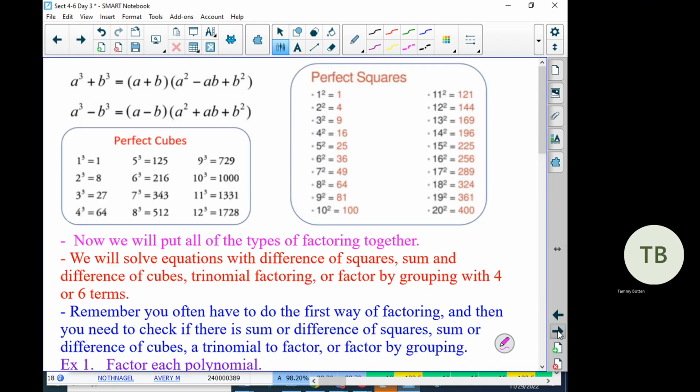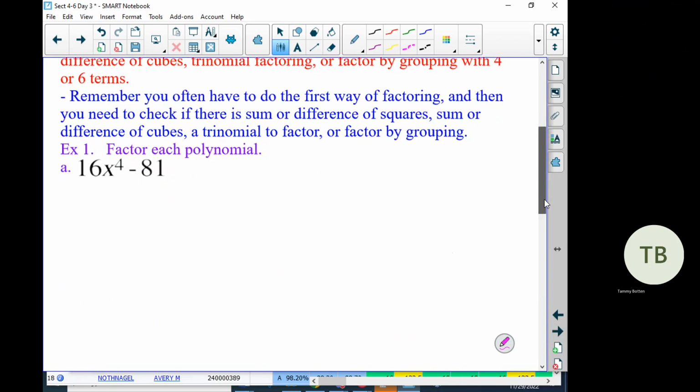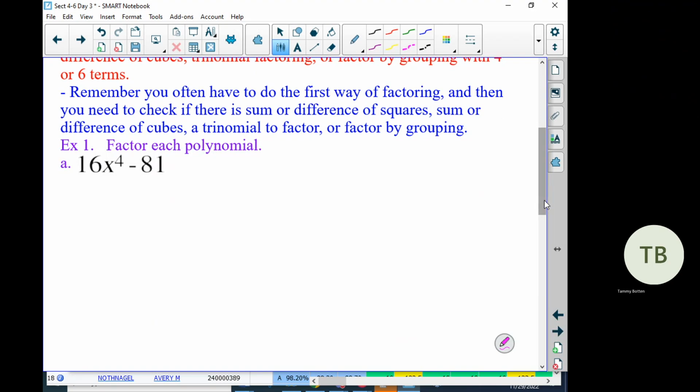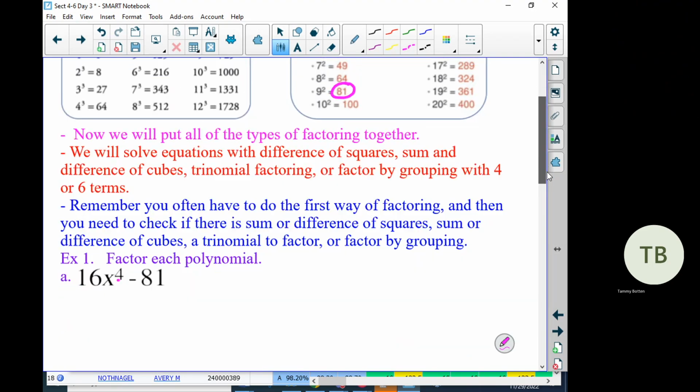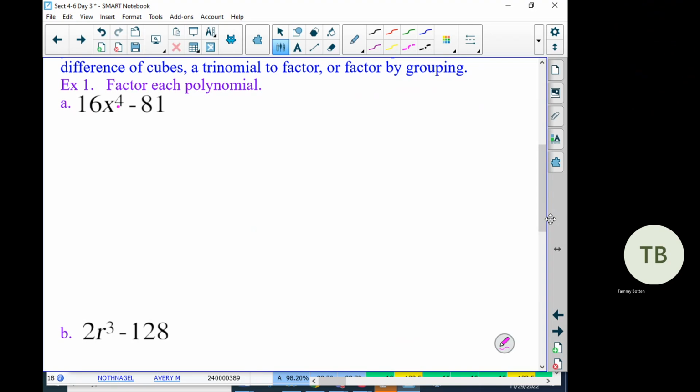So let's check that. In this one, there's nothing that goes into both 16 and 81. So then I think about, is this difference of squares? With difference of squares, you have to have a subtraction sign, and we have that. Your power has to be an even number, so 2, 4, 6, 8 would be the highest you'd go. And then this number as well as this number have to be perfect squares. And if you notice, 16 is one as well as 81 is. So that tells us this is difference of squares.